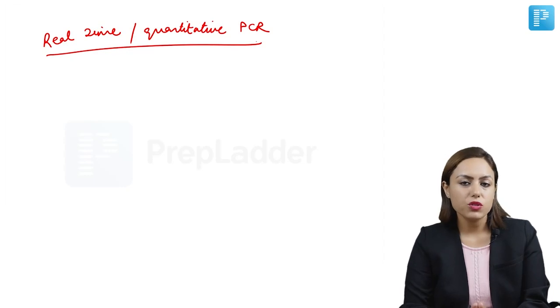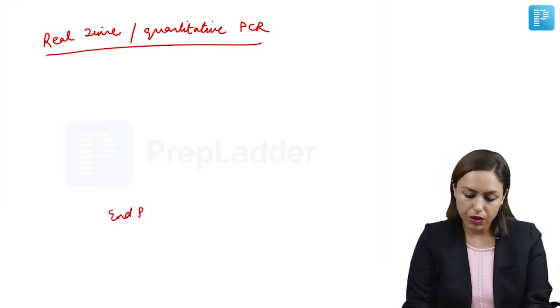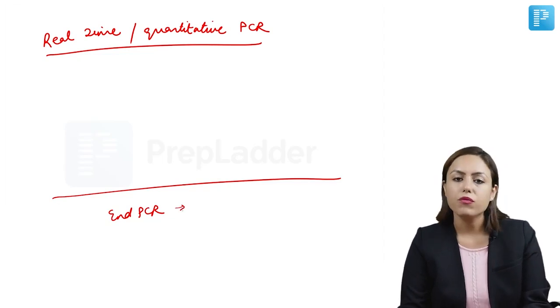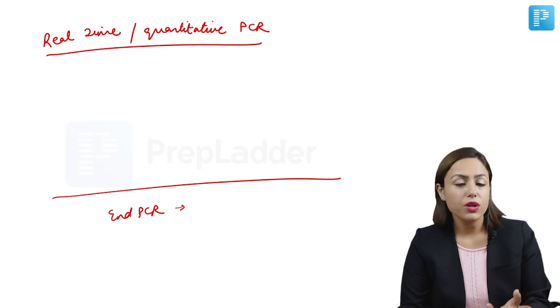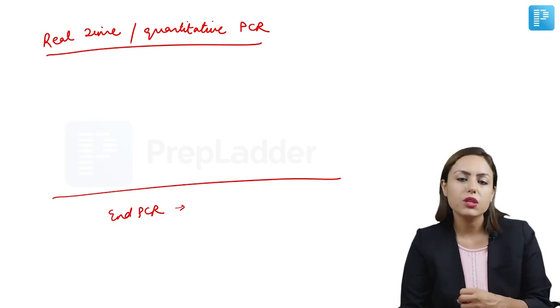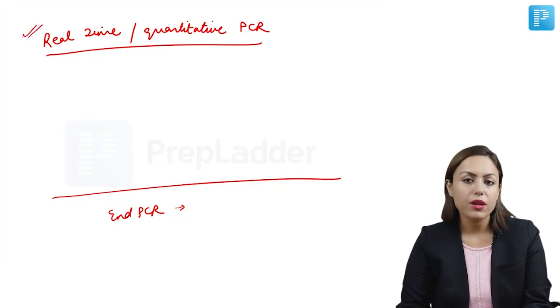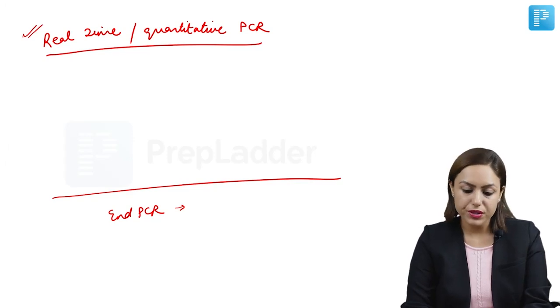See, the normal PCR is called end-point PCR. Normal PCR is called end-point PCR. It means when the PCR ends, then we come to know how much DNA is synthesized, because the machine has high temperature and we cannot open the machine midway. Okay, so they developed this new one, real-time PCR or quantitative PCR.